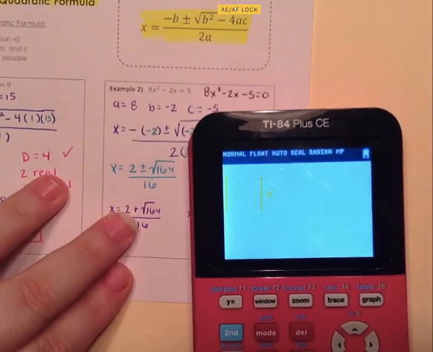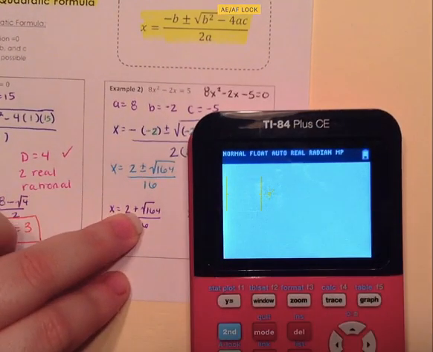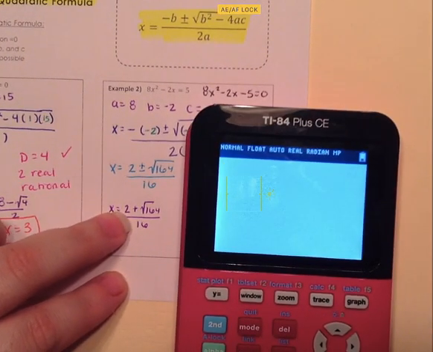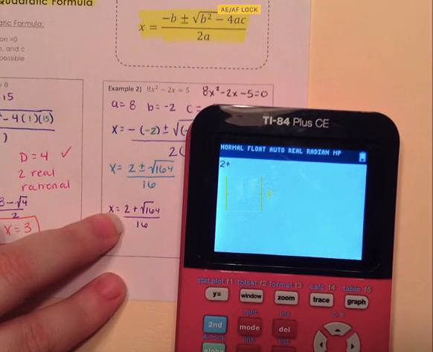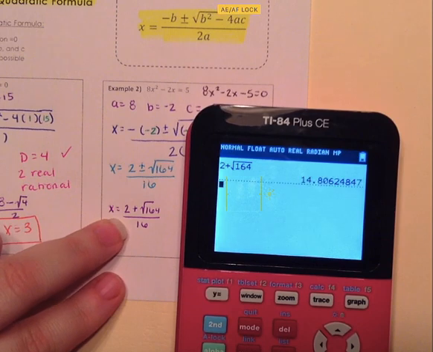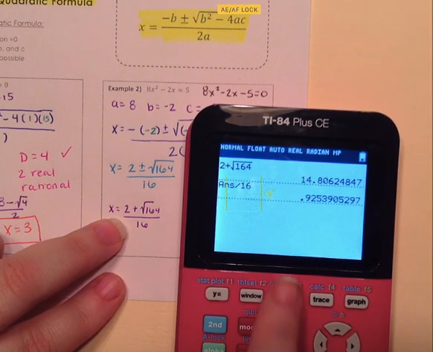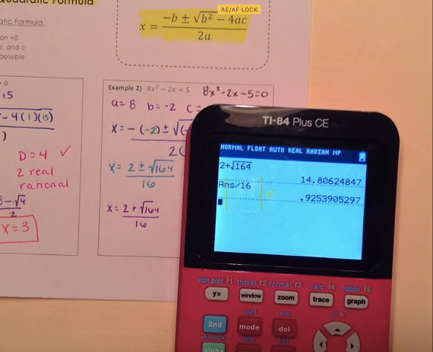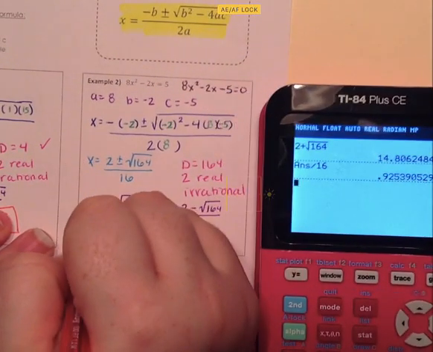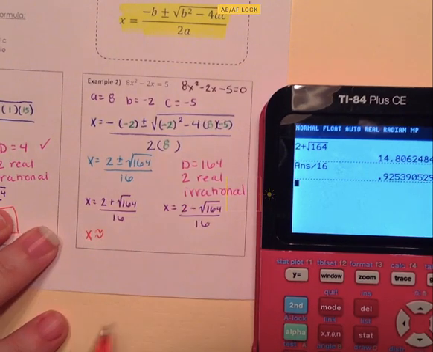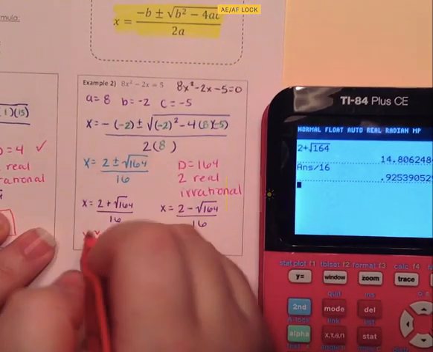So I'm going to put this first one in separate form so you can see how you can write that. So it's 2 plus the square root of 164. I'm going to press enter because that's my numerator. And then I'm going to divide by 16 and then press enter. And that's my answer. So we're going to round to the nearest hundredth. So we're going to say x is approximately, because it's not equals, approximately 0 and.